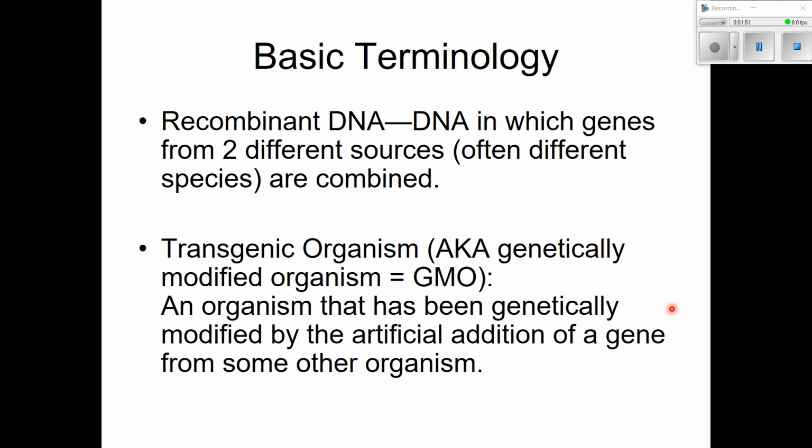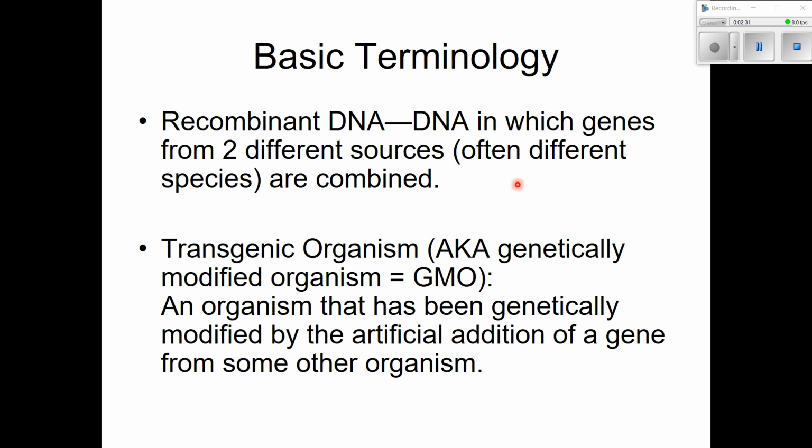Okay, so let's go through some terminology that is important that you'll need to know to understand this lesson. First, we have recombinant DNA. Notice it has the root word combine. Recombinant DNA is DNA in which genes from two different sources, and that could be two different cells, two different species even, have been combined. So it's a combination of DNA from two different sources.